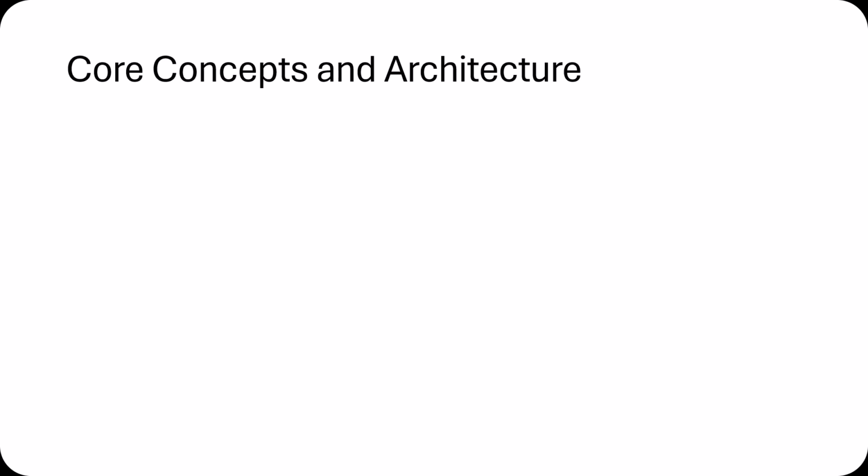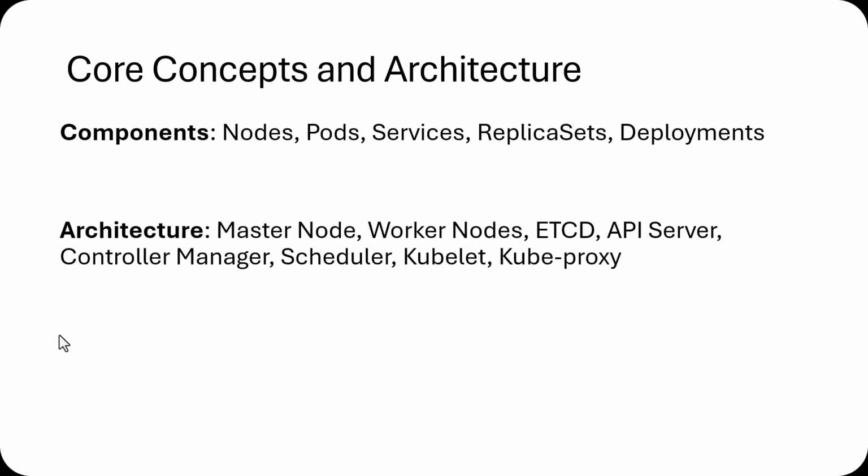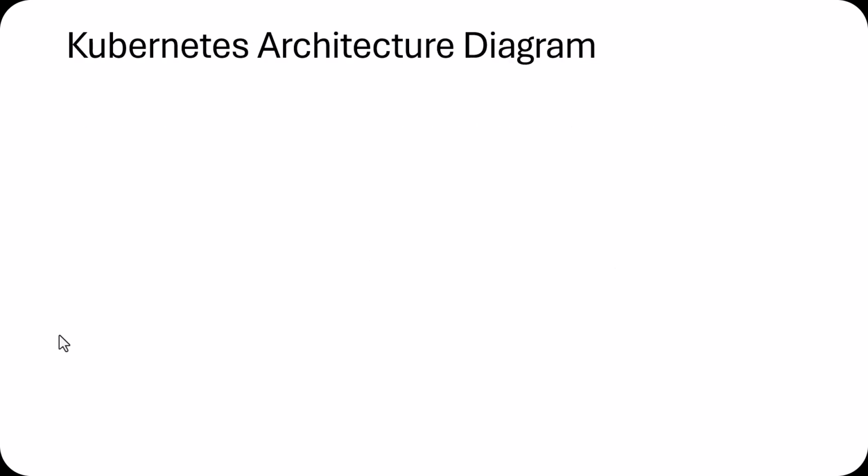Hello everyone. In this lecture, we're going to discuss the core concepts and architecture of Kubernetes in some detail. So you've got these components: nodes, pods, services, replica sets, deployments. And in the architecture, which I'm going to show and explain in detail, there is the master node, worker nodes, etcd, API server, controller manager, scheduler, kubelet, kubeproxy.